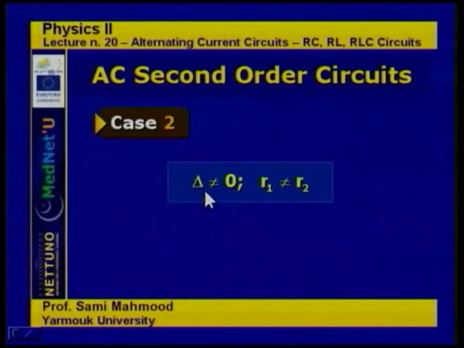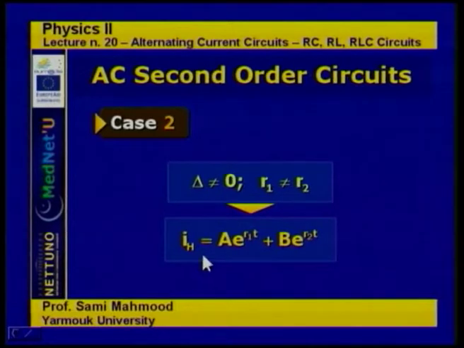And in case 2, in the case delta does not equal 0, then r1 and r2 are not equal in general, and the homogeneous solution is given by I_H equal to a e to the power r1 t plus another constant b times the exponential of r2, the second root, times the time t. So this is the general solution in the case when the discriminator is not equal to 0.